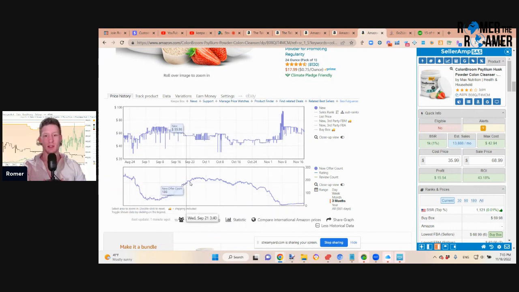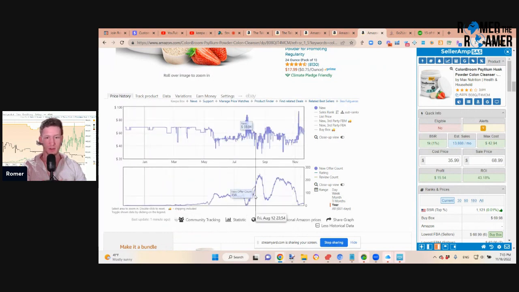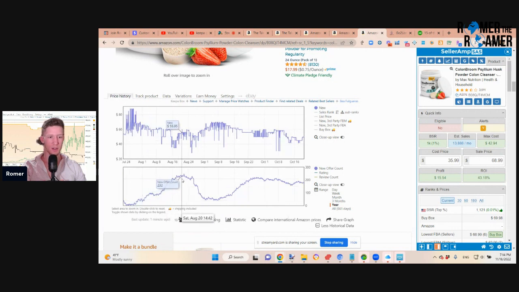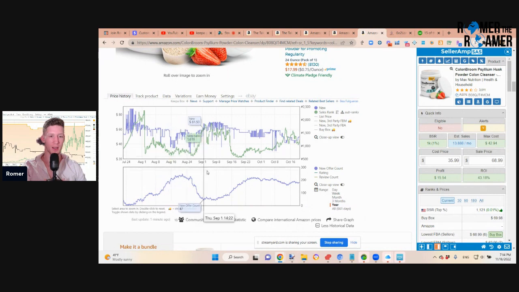This is a great example. If you look at the bottom graph, it's showing the number of new sellers over time. You can see it goes from 250 back down to 50. And what happens when sellers hop off the listing? It means that they're selling out. These people are selling out of inventory. And yeah, it's a good thing when you see this going up and down.